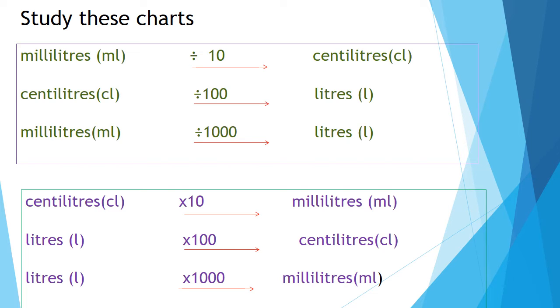Look at the last one. When we convert liters into milliliters, we should multiply by 1000. There are 1000 milliliters in 1 liter. Liters are bigger, milliliters are smaller, so we multiply, and here we multiply by 1000. You should study this chart or keep this chart at your side to do your work.